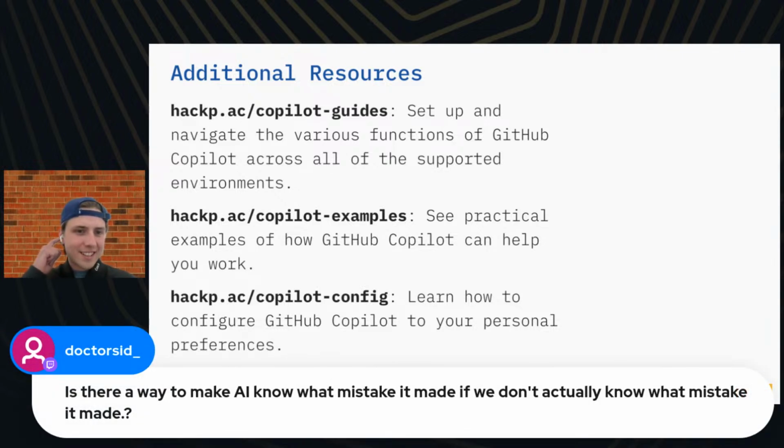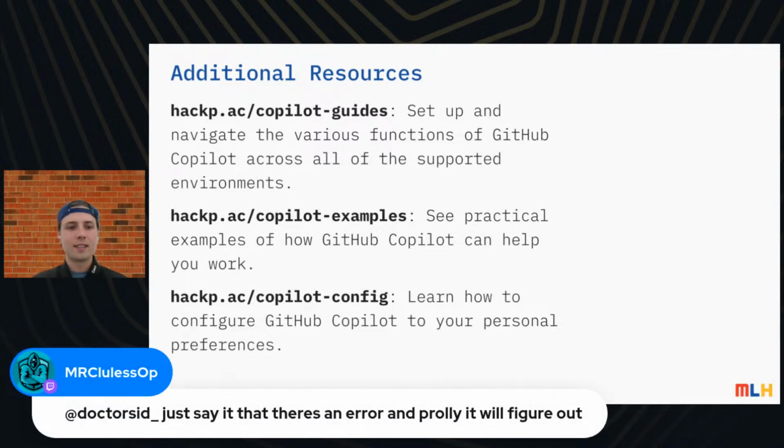Dr. Heidi says, is there a way to make the AI know what mistake it made? That's a really good question and could be honestly a research topic in AI. I think there is a way to have the AI run the code on its own, check the error, and then run it again, modify it over and over like that. But there's no way to guarantee the AI will somehow realize its mistake and fix the problem. But yeah, as Mr. Clueless Op said, you can use the /fix command and tell it, hey, there's something wrong, and it might figure it out.